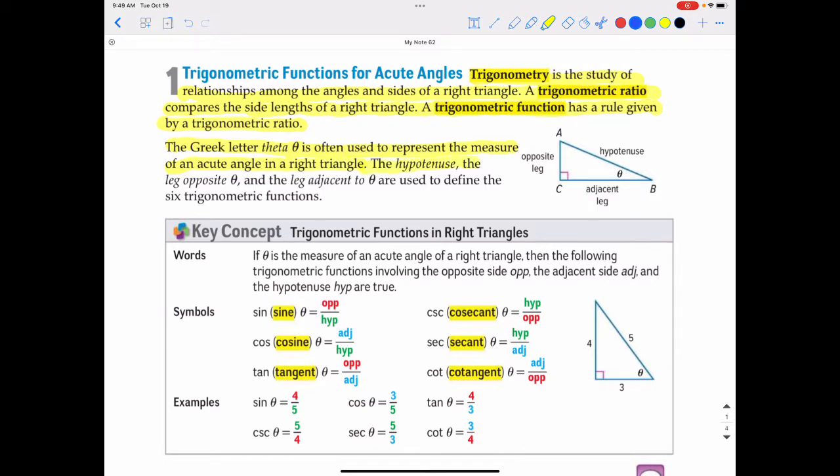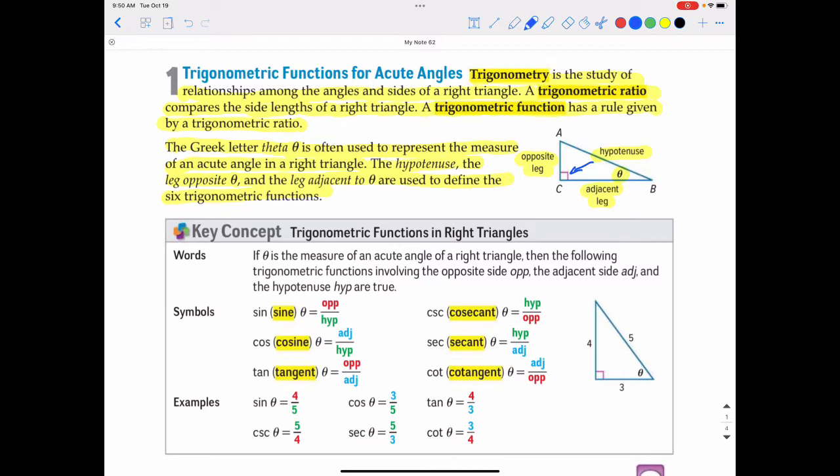The hypotenuse, the leg opposite theta, and the leg adjacent to theta are used to describe the 6 trigonometric functions. So over here in the illustration, looking at angle theta, the leg opposite of that angle is considered to be the opposite leg. And then there's a leg that is touching the angle named theta. We call that the adjacent leg. And then the hypotenuse is the side opposite the right angle. It is always the longest side in a right triangle.